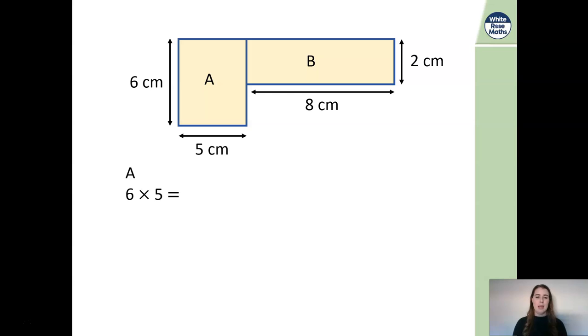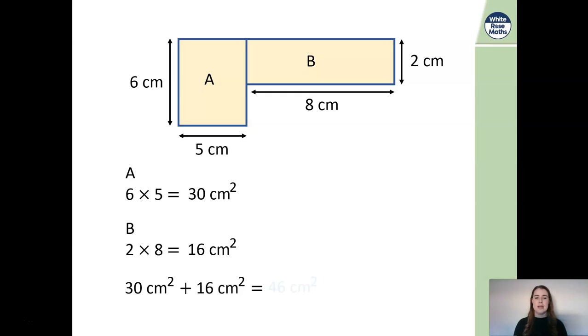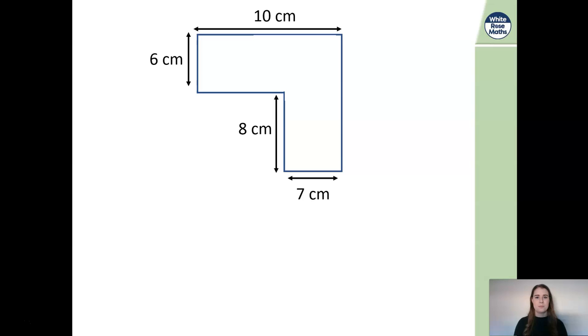So to work out A, we multiply 6 by 5. We know the area is then 30 centimetres squared. If we were to work out the area for B, 8 times 2 would give us 16 centimetres squared. Now, in order to find the area of the entire shape, all we have to do is add them together, and the answer is 46 centimetres squared.